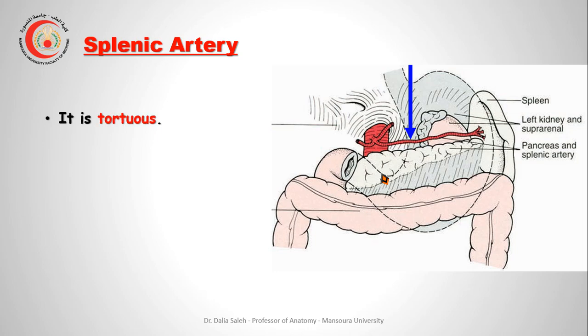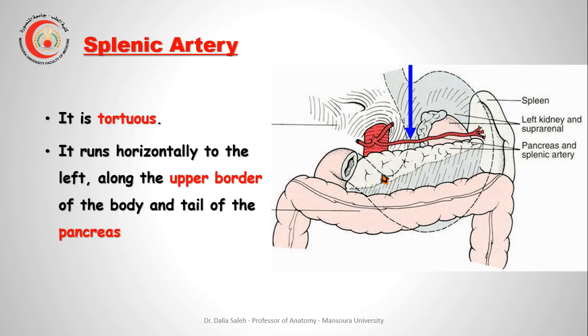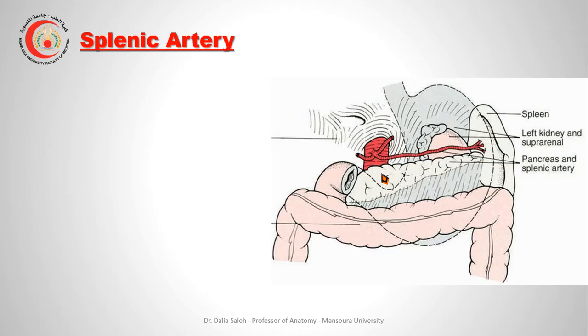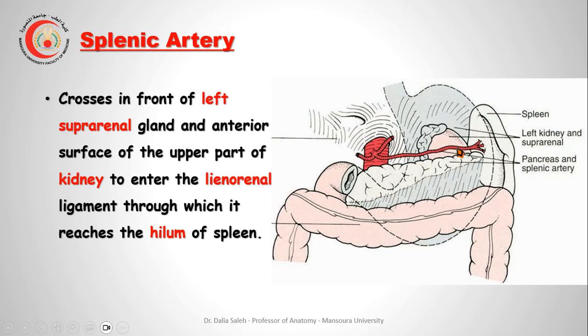It is tortuous. It first runs horizontally along the upper border of the body and tail of the pancreas. On its way to the spleen, it crosses the left suprarenal gland, the left kidney, and then passes inside the lienorenal ligament to enter the hilum of the spleen and divide into many segmental splenic branches to supply the spleen.